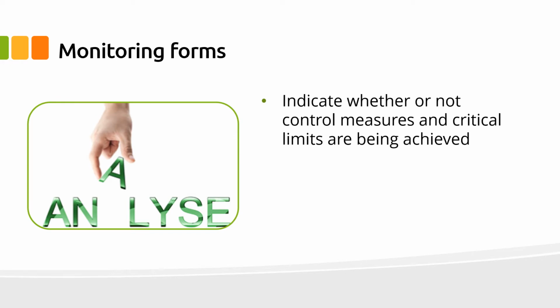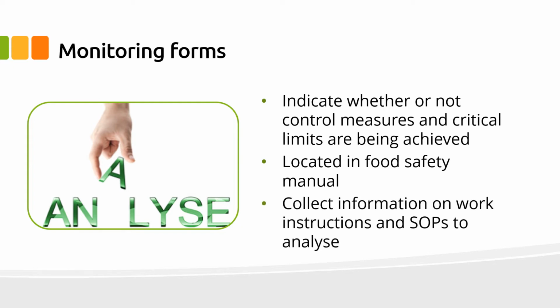Forms. Monitoring procedures form an essential component of food safety procedures as they indicate whether control measures and critical limits are being achieved. If you're looking to improve systems and processes, you need to diagnose before you prescribe. The Food Safety Manual should contain monitoring forms associated with the work instructions and standard operating procedures that allow you to collect meaningful information and analyse it. The monitoring forms show you where and how often the problem is occurring. Only then can you attempt to fix it.